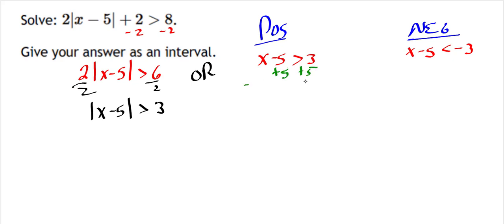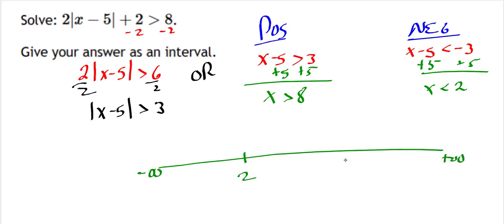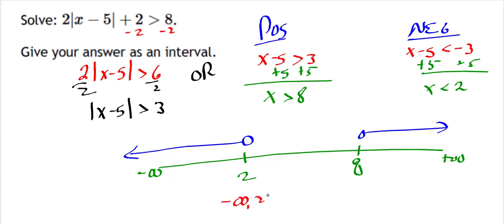So we're going to add. So x is greater than 8. We're going to add here. X is less than 2. All right? So we've got negative infinity, positive infinity. We've got 2. We got 8. Now let's see. That's an open dot going that way, and that's an open dot going this way. So the solution for this is negative infinity to 2, union, 8 to infinity.